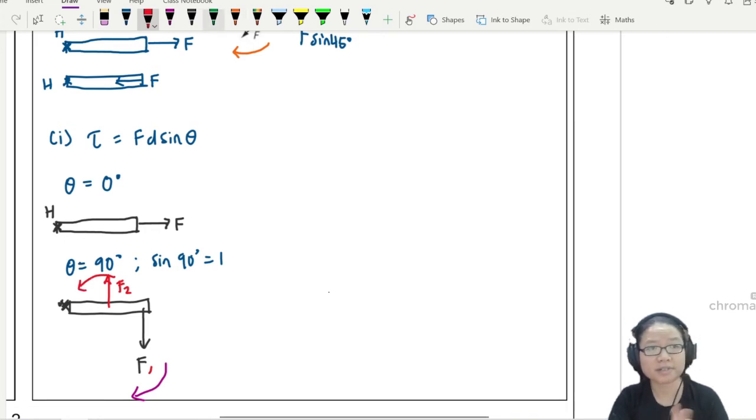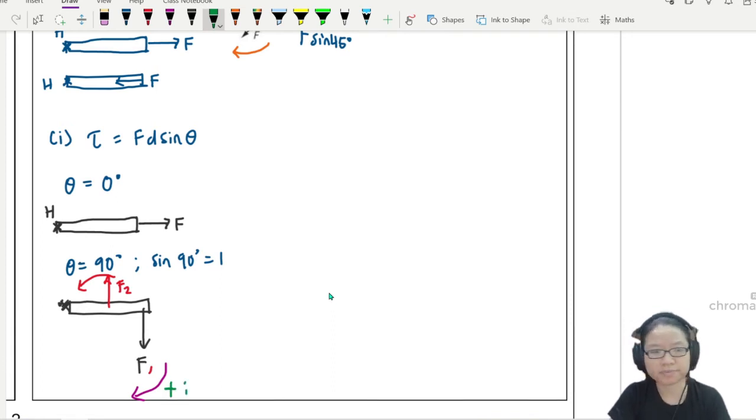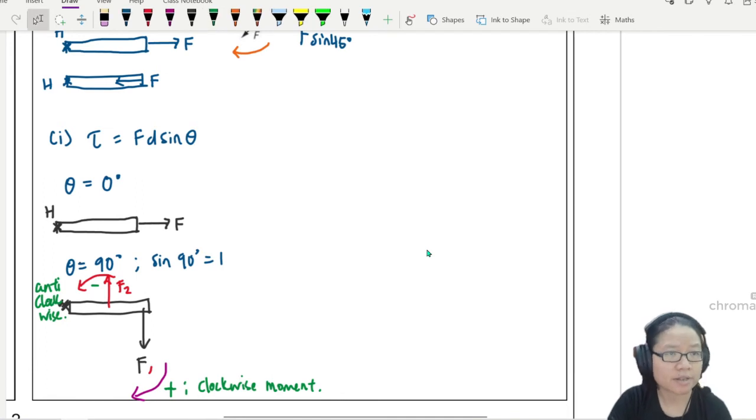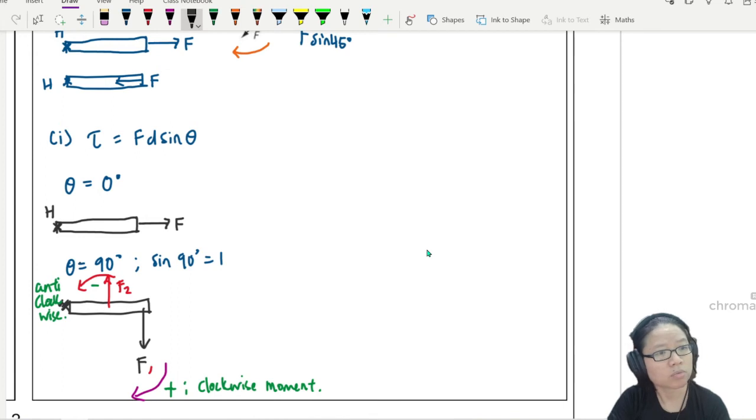Because they are turning in opposite directions, we need to give them signs. So maybe clockwise, we put positive, clockwise moment or clockwise torque. And then this one will be negative, anticlockwise. Of course, as usual, the positive, negative sign is up to you. And then sometimes we can have the third case. So this is case number 1A, case number 2B. You can also have case C, the general one where I can apply force in any direction I like.